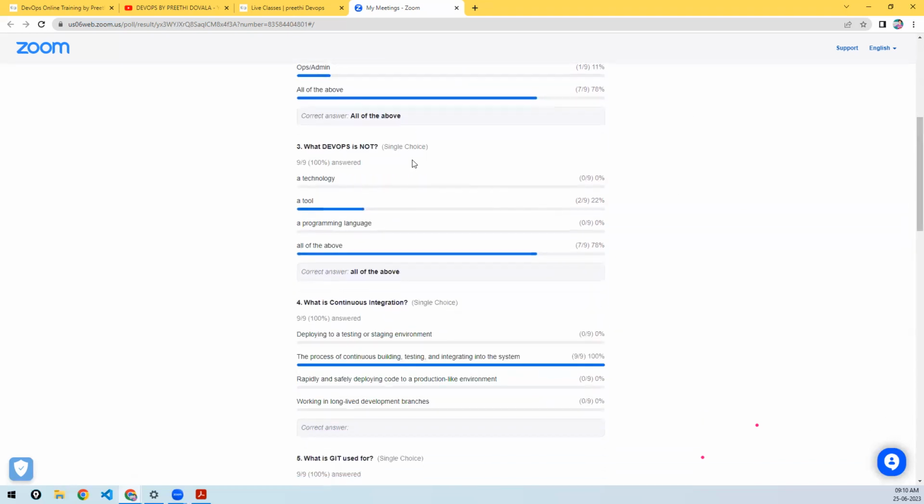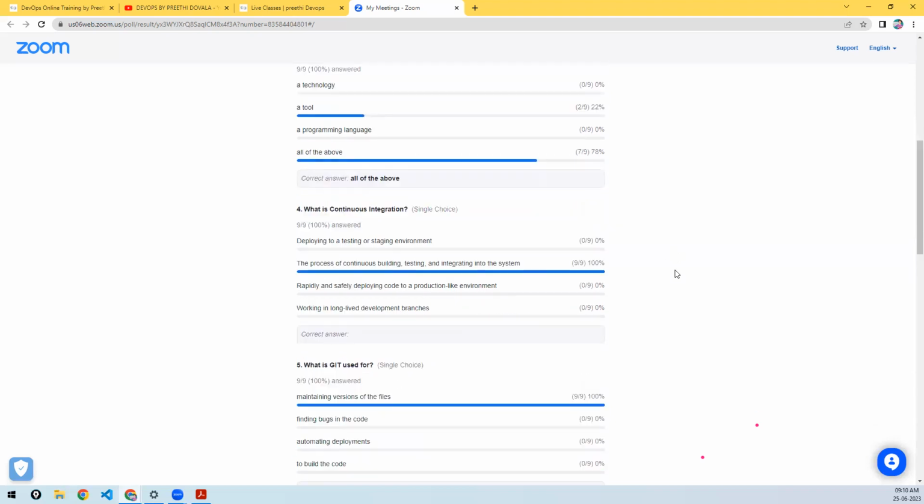What DevOps is not. It's not a technology. Like I said, it's a process. It's a methodology. It's not a tool. To achieve DevOps, we use a stack of tools. That's all. But it's not a tool. It's not a programming language. Sorry, my answer is incorrect here. I have not written all of them. Sorry, my bad. DevOps is not a technology. It's not a tool. It's not a programming language. So all of the above is the right answer. Correct. The majority of you have answered it correctly.